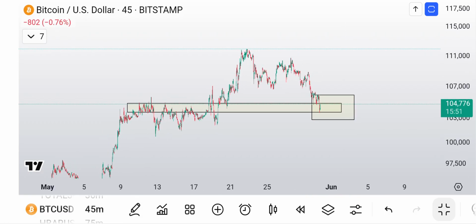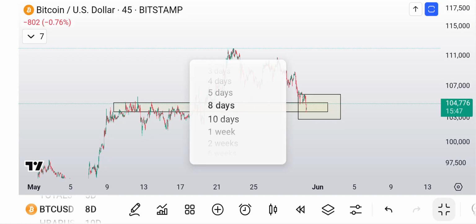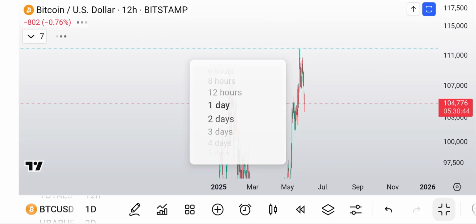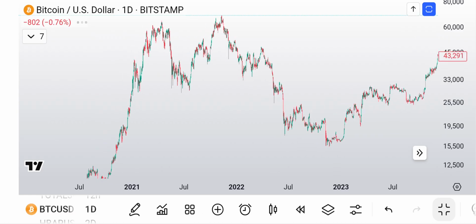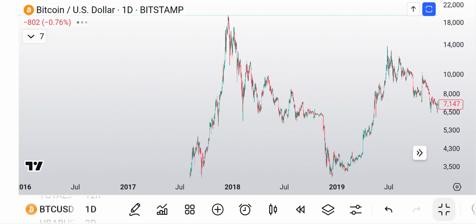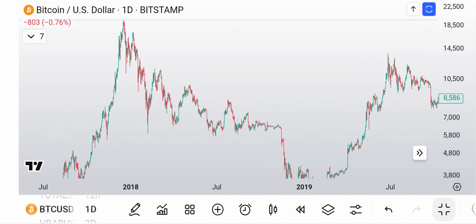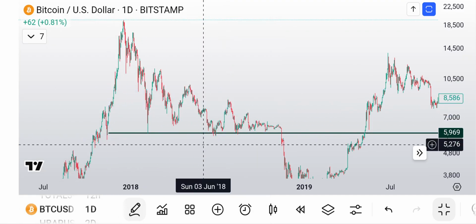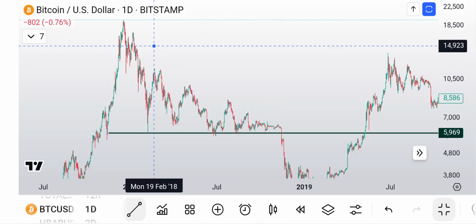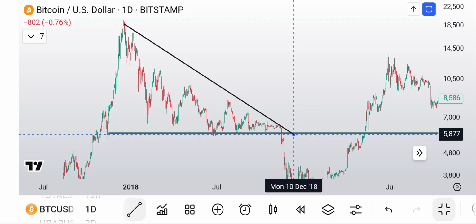So yeah, if we go back and we look at Bitcoin, here's a couple little things here. So let's see. Back over here is a really good example. So this is probably the epitome of what a descending triangle is. This is probably the best example on the planet for crypto, right? This was the infamous descending triangle of 2018, 2019, right?